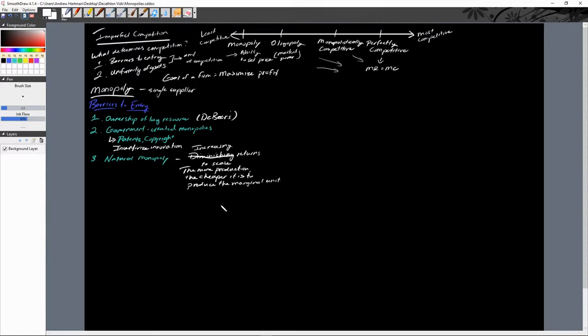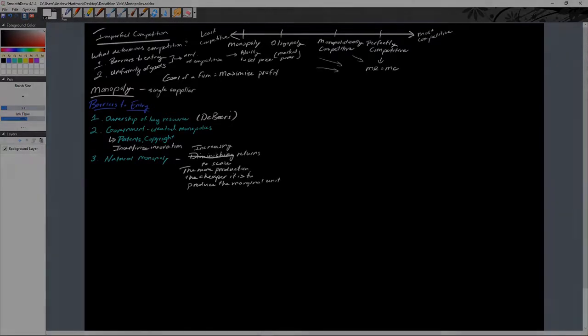Okay. All right. So those are the 3 major barriers to entry. Okay.